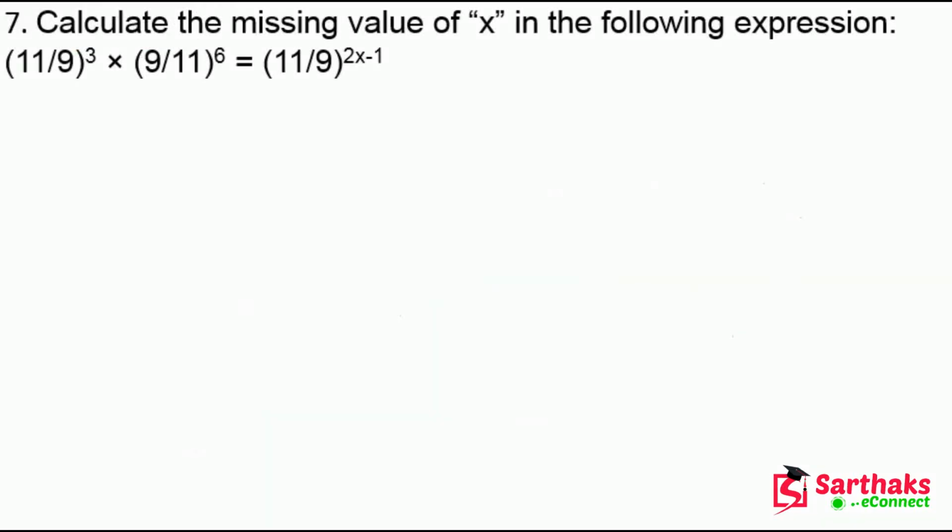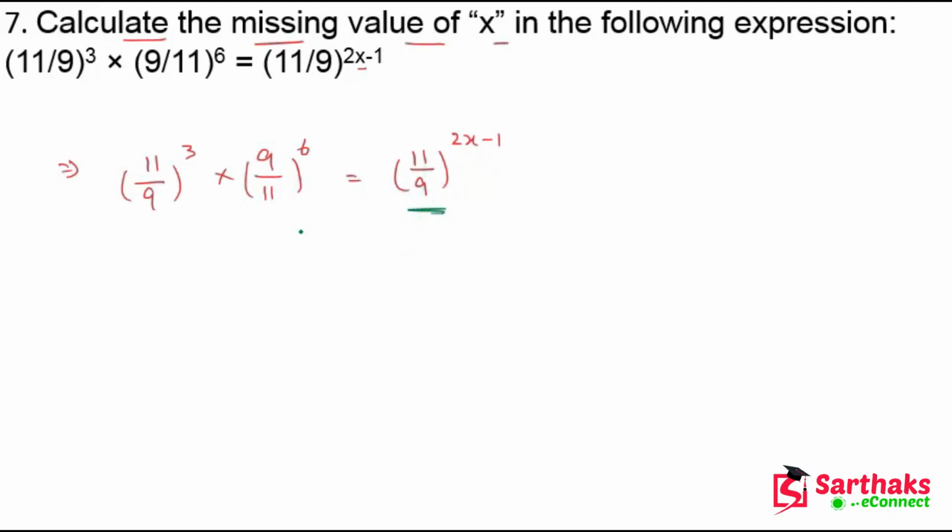Yes, now the next problem. Calculate the missing value of x. We have to find the value of this x in this expression. Here we have 11 upon 9 raised to power 3 into 9 upon 11 raised to power 6, and this equals 11 upon 9 raised to power 2x minus 1. Now if you observe, in the RHS part we have 11 upon 9 as the base. So we have to make the same base in the LHS part also.